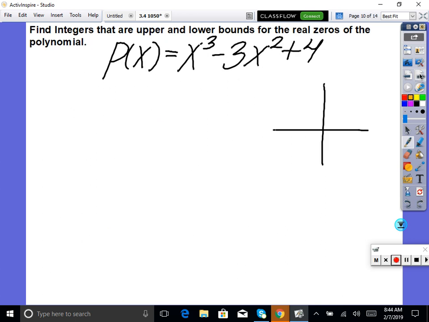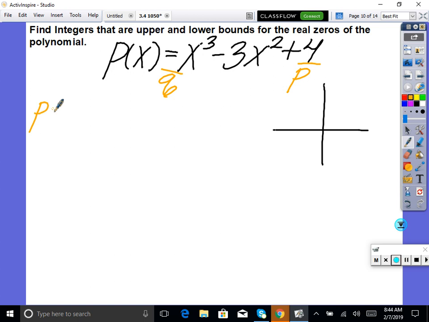Okay, so here's how I would start, everybody. It says on the homework, this might be my last example, find integers that are upper and lower bounds for the real zeros of the polynomial. Here's where I'd start. I'd find the possible rational roots, and then I would start with the highest and lowest rational root. But that doesn't necessarily mean that they're going to work. That just gives me a starting point. So I'm going to say, here's my Q, here's my P.